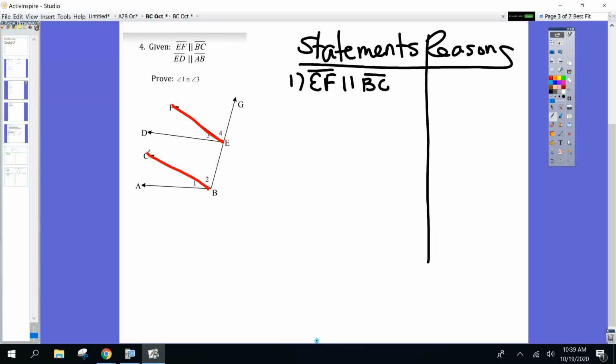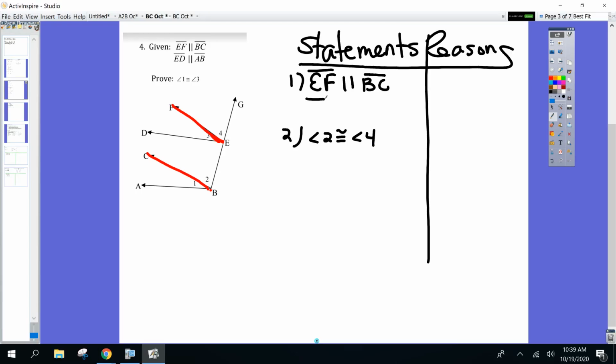Angle 2 is on CB. Angle 4 is on FE, and they both share transversal BG. Everyone sees that. So now you just got to figure out 2 and 4, what type of angles are they? Corresponding. So angle 2 is congruent to angle 4 because they're corresponding. I didn't write the reason because I know it's coming up next. All right, that's why they gave us those parallel lines.